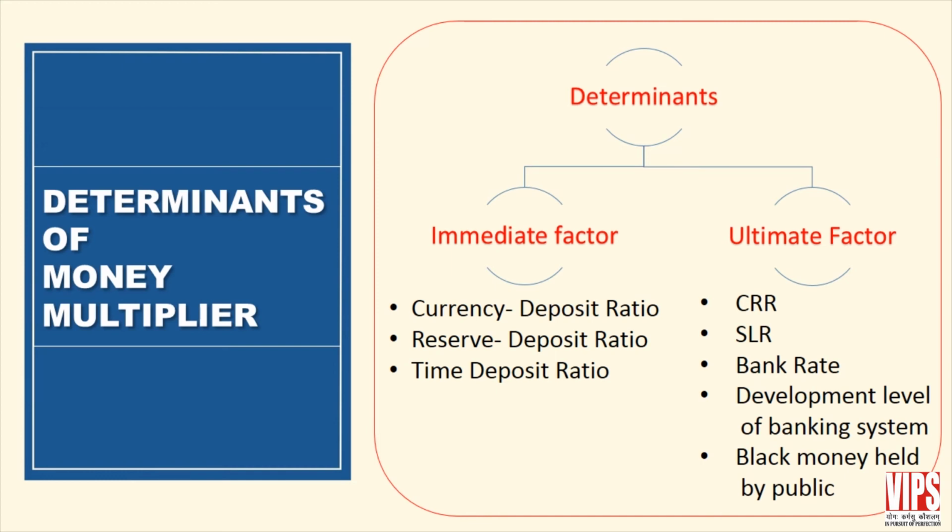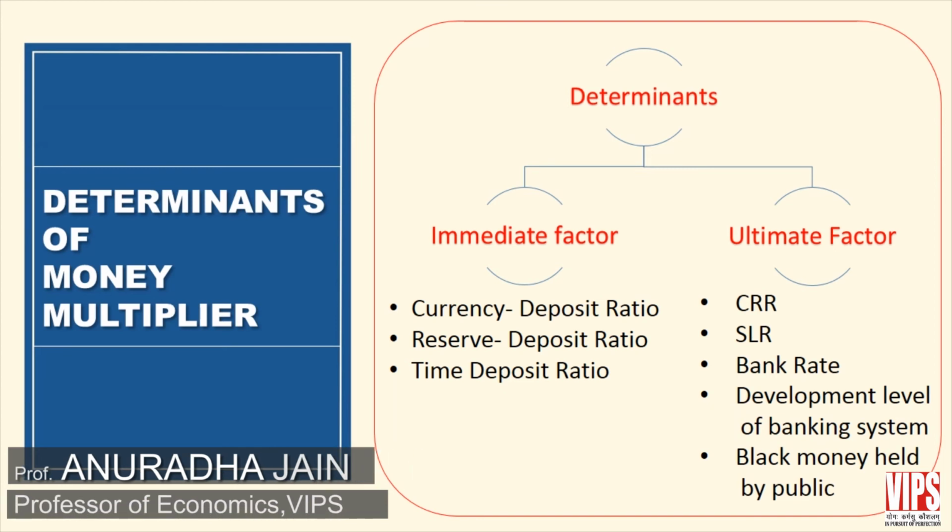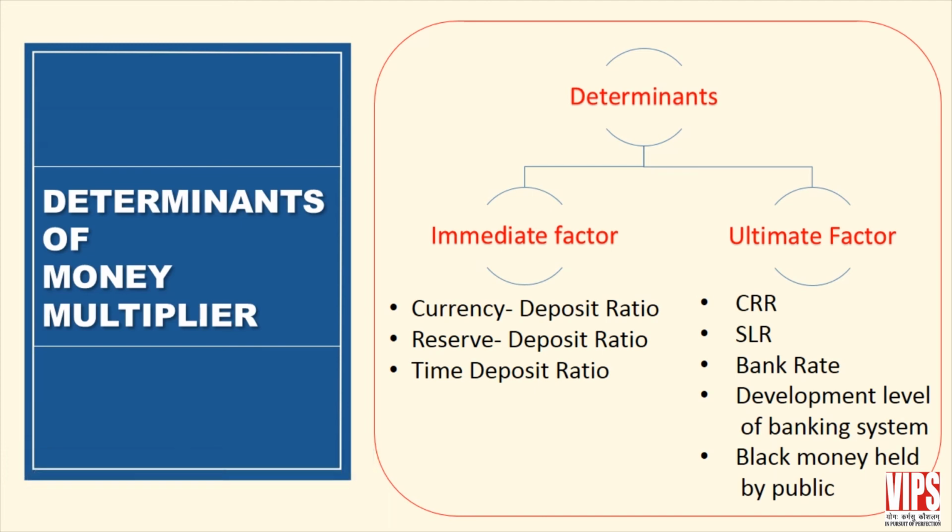of M decreases. Now if we talk about ultimate factors, they are known as ultimate in the sense that they arise out of the working of the economic system and the decisions taken by the central bank, the public and the commercial banks. The ultimate factors include cash reserve ratio, statutory liquidity ratio, bank rate, development level of the banking sector, and black money held by the public.